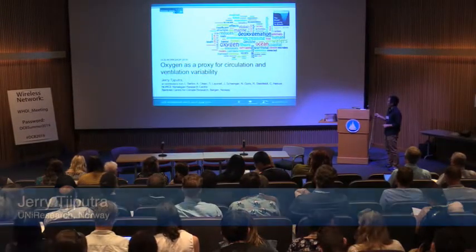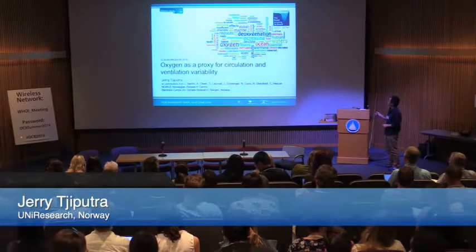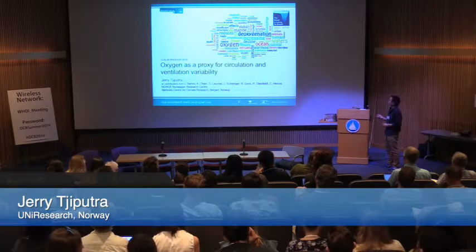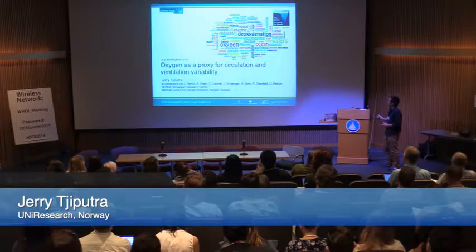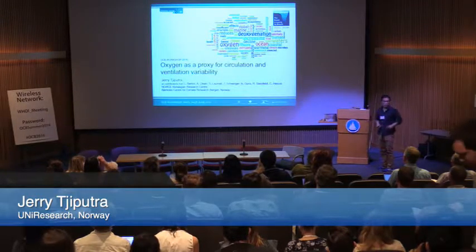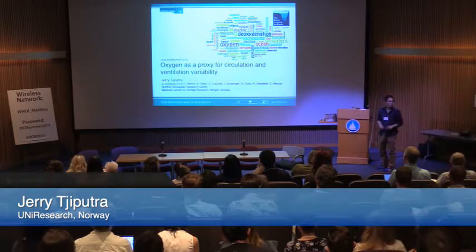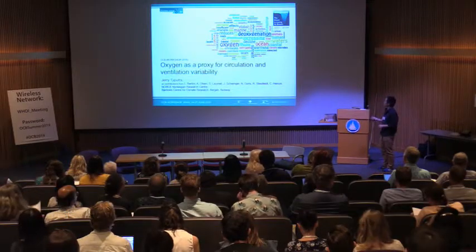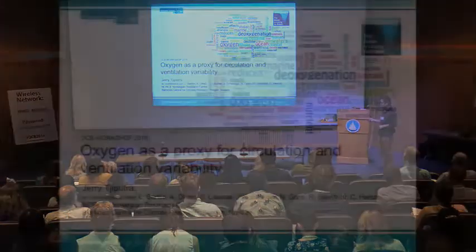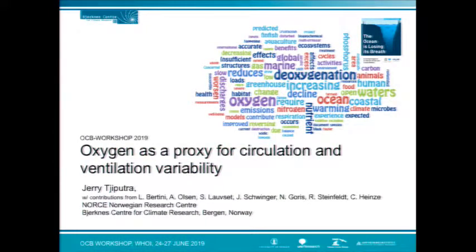Quickly, this is a doodle from the Summary for Policymakers report, The Ocean is Losing Its Breath. What's interesting is that from the previous two talks, we see a lot of mentions of circulation and oxygen. And from this doodle, you don't see any mention of circulation here. Actually, in the whole report, there's only one mention of circulation in 50 pages.